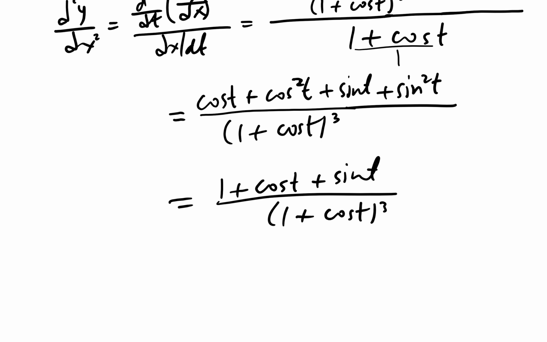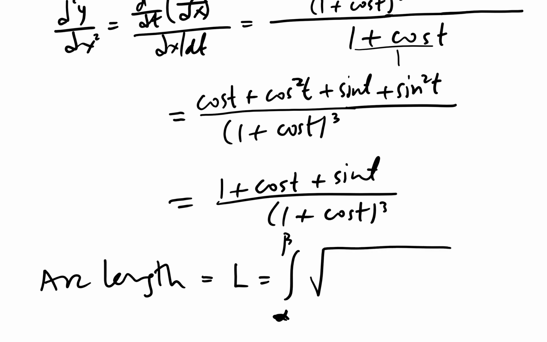Good to know also the arc length. Arc length L is given by the integral, if you are working on an interval alpha to beta, of the square root of dx/dt squared plus dy/dt squared, dt.